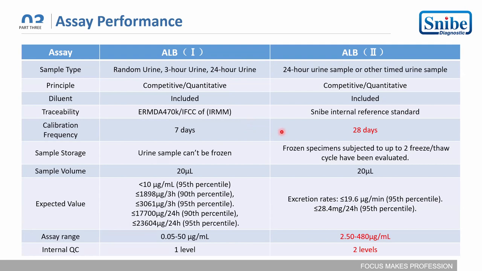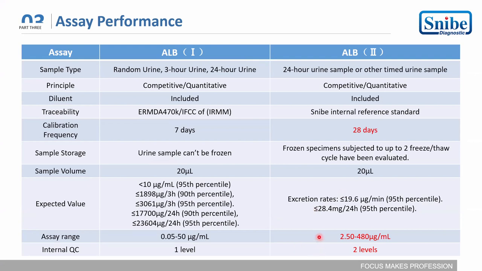The calibration frequency was 7 days, but the second generation albumin has a 28 days onboard calibration stability. Here, frozen specimens subjected to 2 freeze thaw cycles have been evaluated. Just 20 microliters of sample is required. The expected value on the basis of excretion rate is less than 19.6 microgram per minute and less than 28.4 milligrams per 24 hours. So for this albumin, especially the urinary microalbumin, either the spot urine or a 24-hour urine can be used, and they have different expected values for 24-hour urine and spot urine.